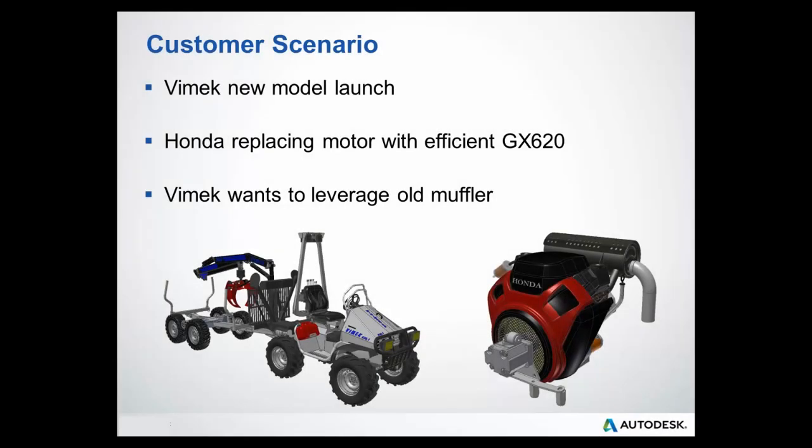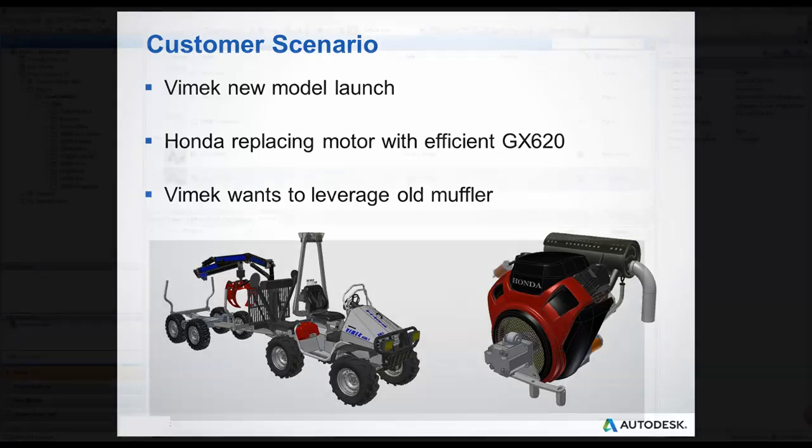All right, let's talk about the scenario for today's demonstration. In this situation, VMech is launching a brand new model called the VMech 630. At the same time, Honda is replacing the GX 600 motor with a newly designed GX 620. In an effort to reduce costs, we at VMech want to reuse as much of the old GX 600 muffler as we possibly can. That being said, some small changes will need to be made to accommodate the new engine.